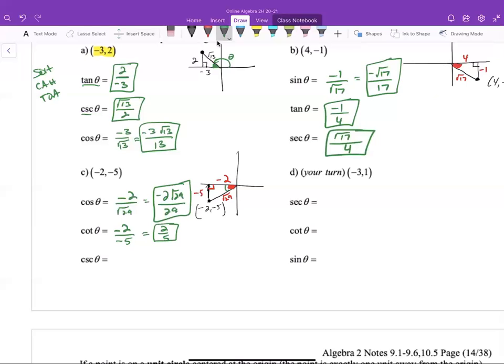All right, cosecant is related to sine. Sine is opposite over hypotenuse. Cosecant is hypotenuse over opposite. So we will have square root of 29 over the opposite, which is -5. So -square root of 29 over 5. It's a negative fraction.